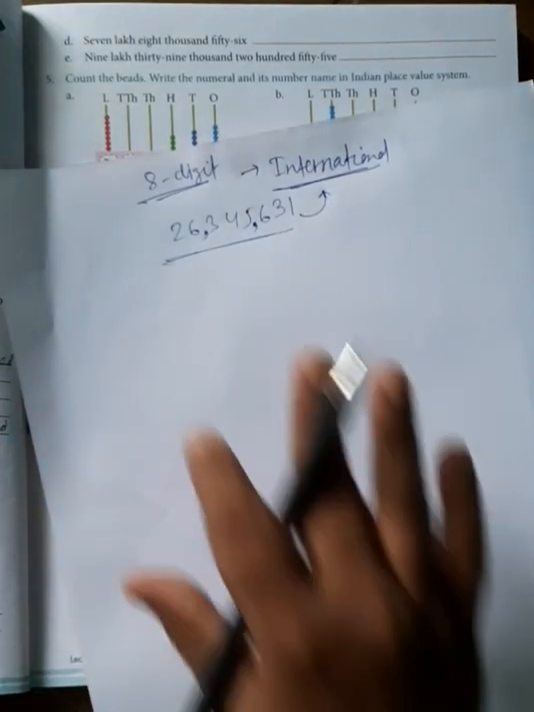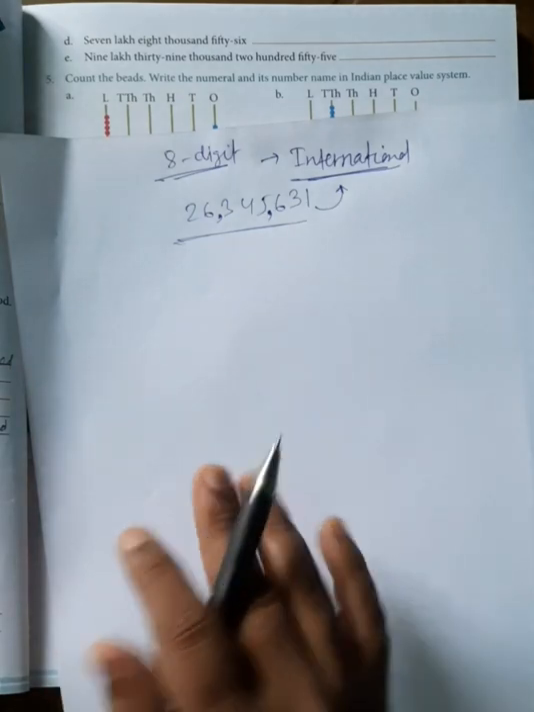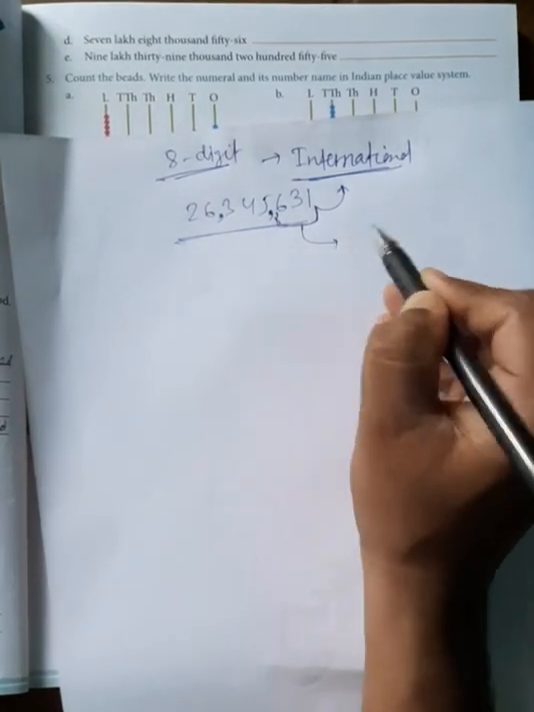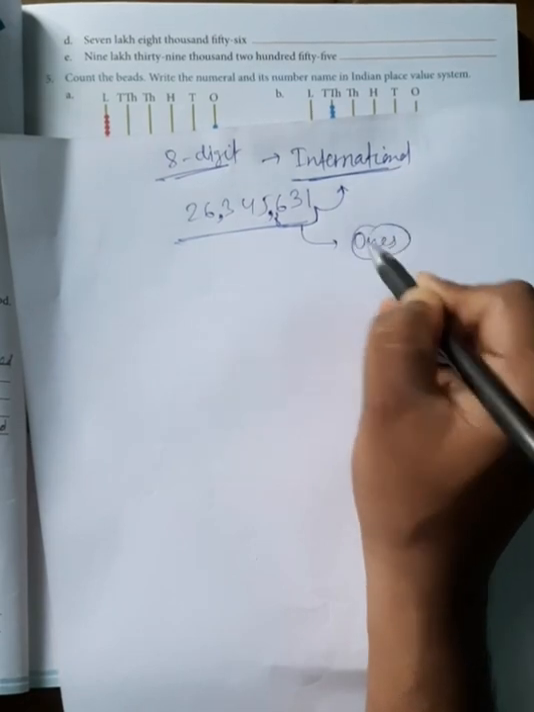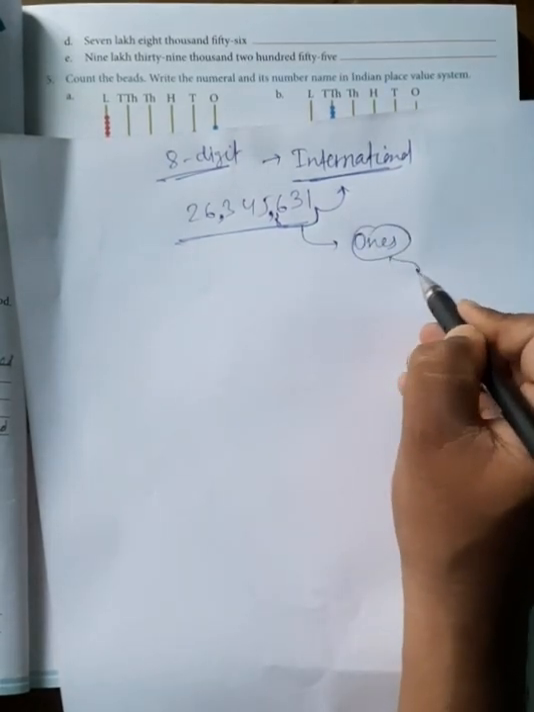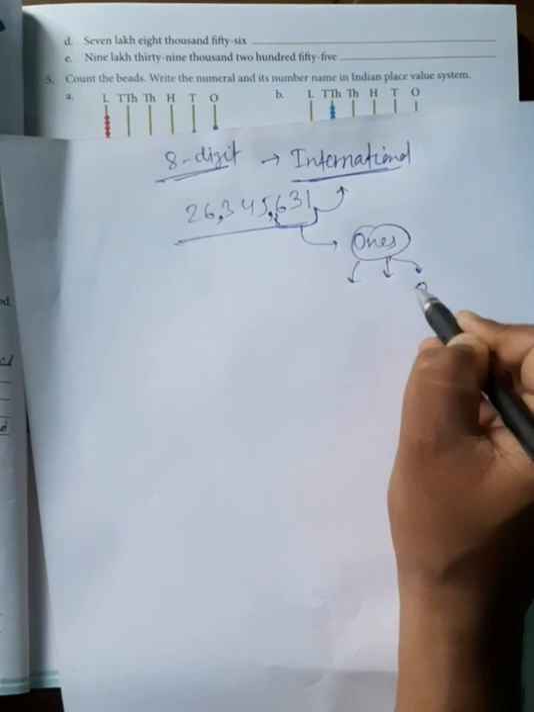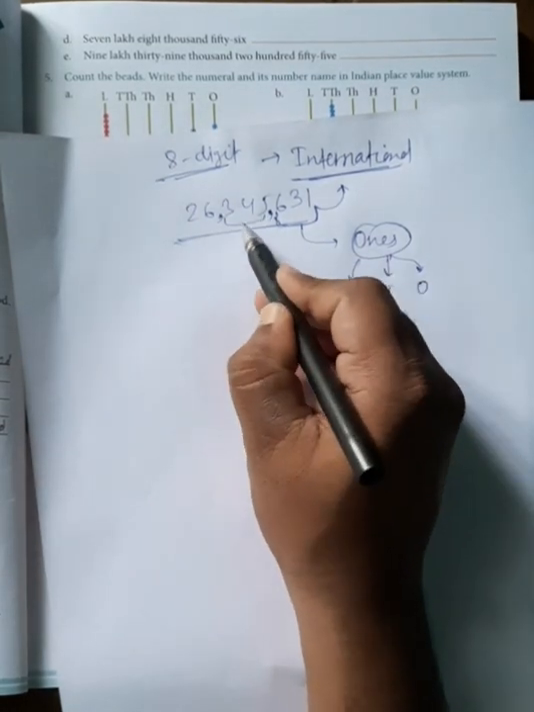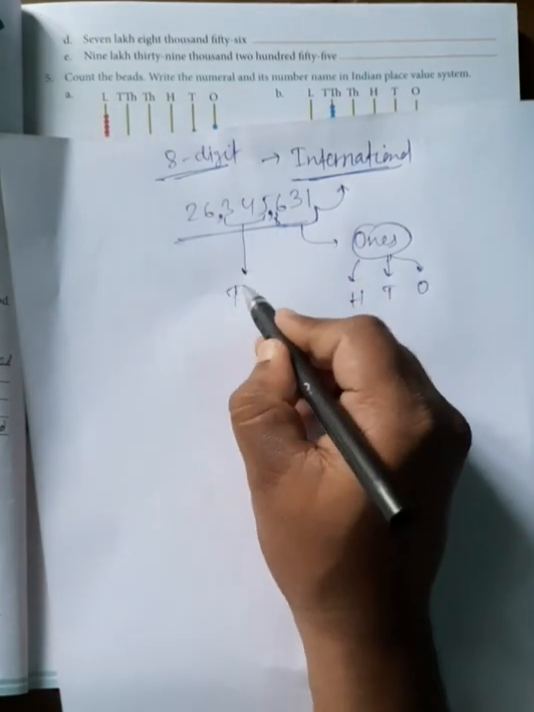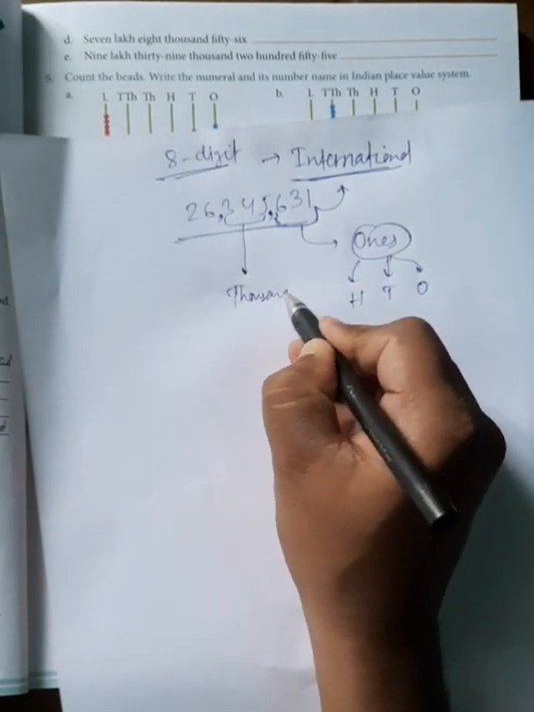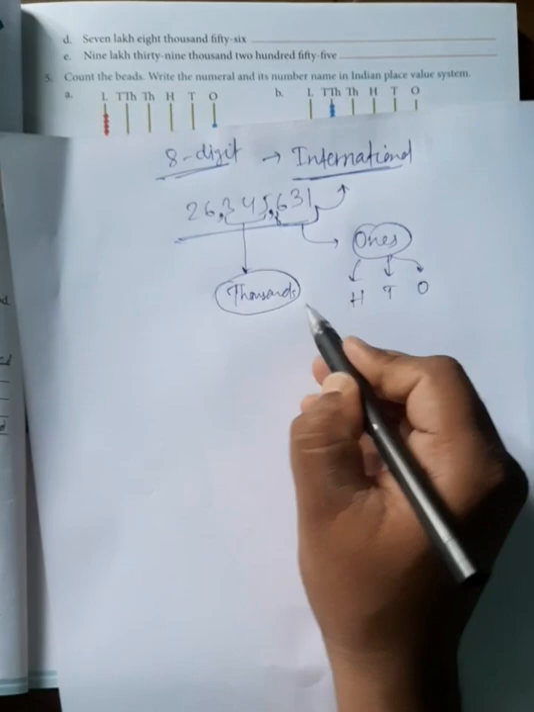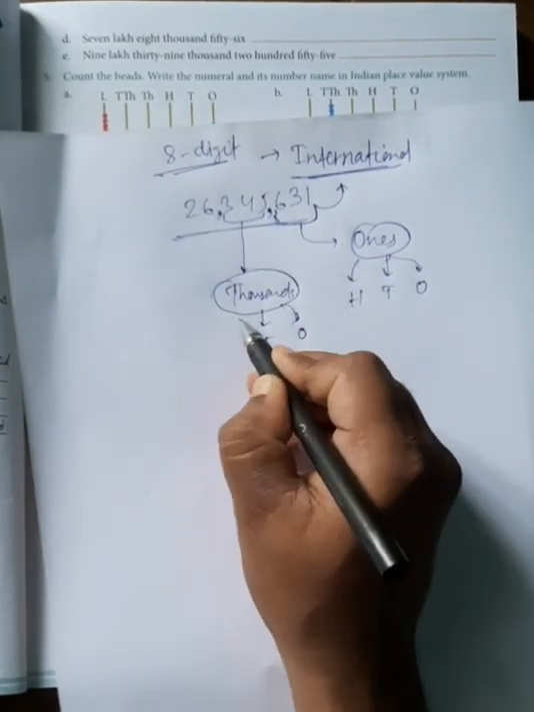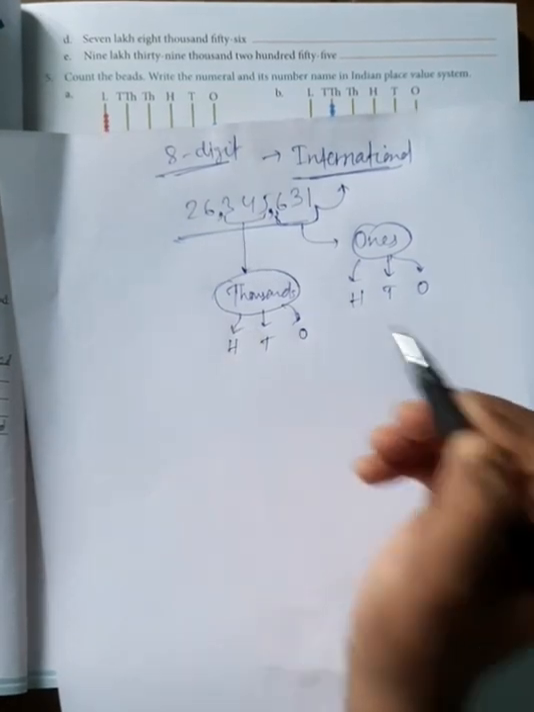Now how can you write a number name? So the period of these 3 is ones, that is ones, tens and hundreds. And these 3 are of thousands. From this thousands, 3 digits give you 1000, 10,000 and 100,000.